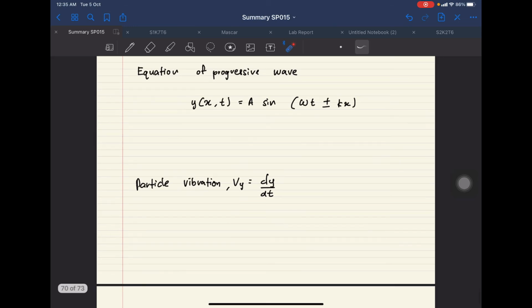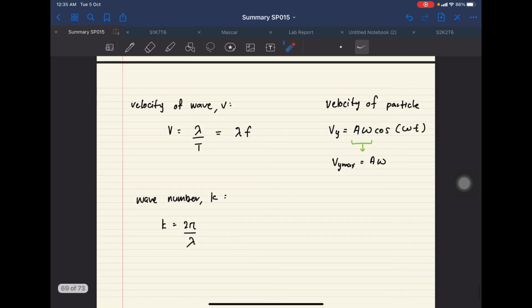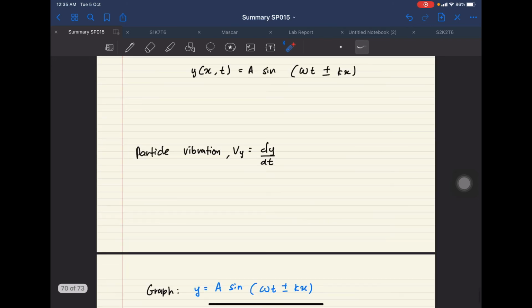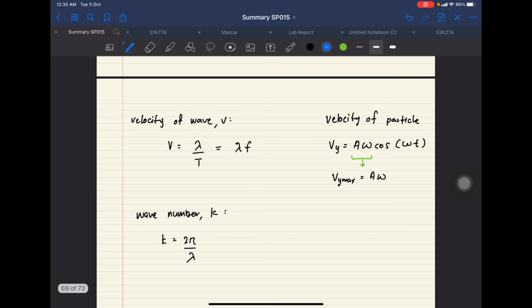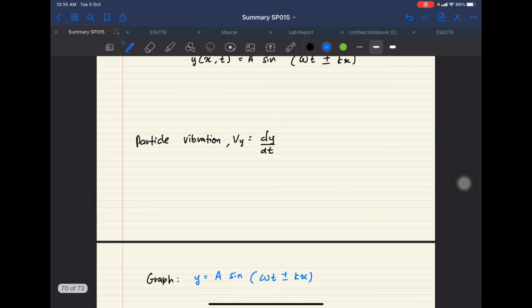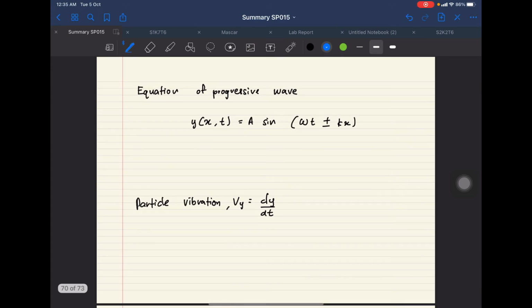Okay, like I told you before about the velocity of the particle, I can explain it one more time over here. Notice that I use a different term. Over here I use particle vibration, over there I use velocity of a particle. Both are correct, both are used in the exam. So to get Vy, you have to differentiate the y equation, which is above here. So this is the general equation.